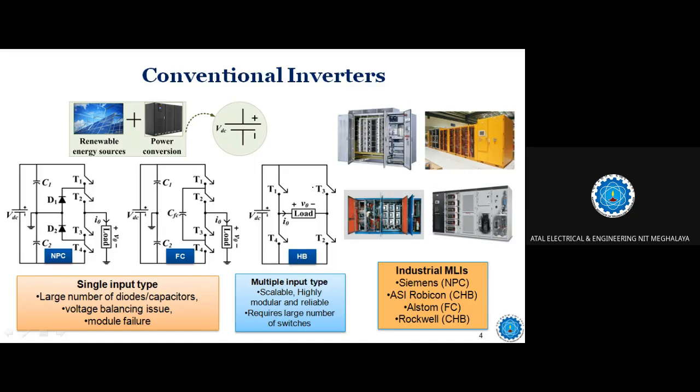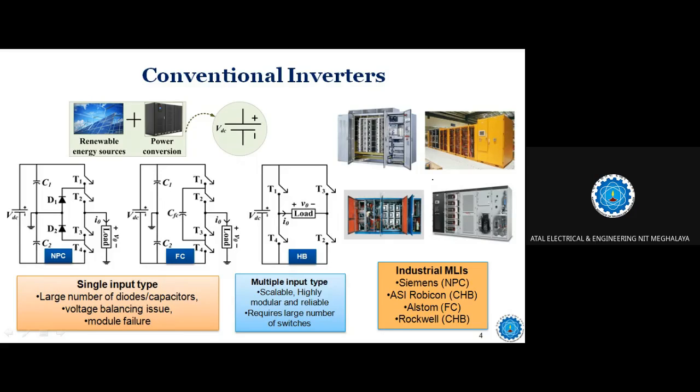Whereas if you see this 3-level inverter, as you can see, this is a single phase structure which requires four switches like T1, T2, T3, T4. Four switches are there. So when you go on increasing the number of levels, obviously the number of switches is also going to increase. So this requires a large number of switches, and the problem comes when the number of switches increases.